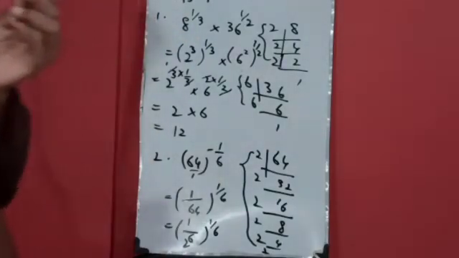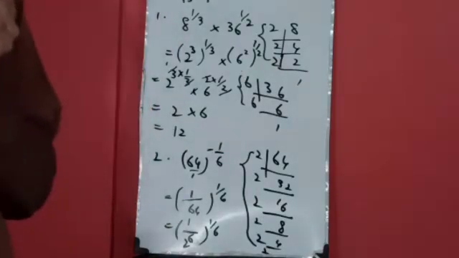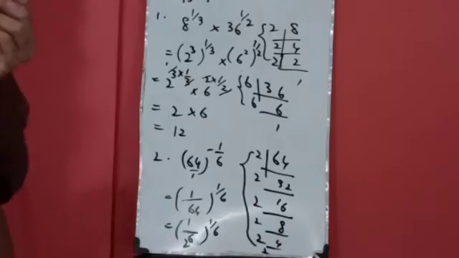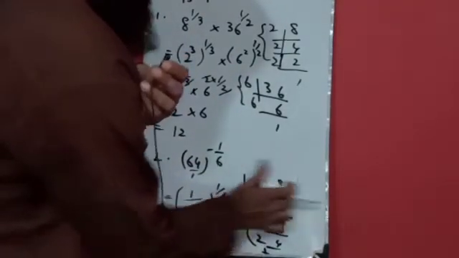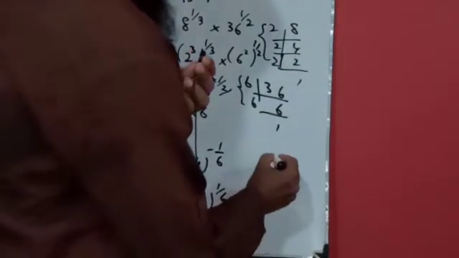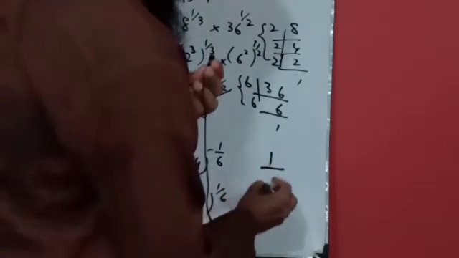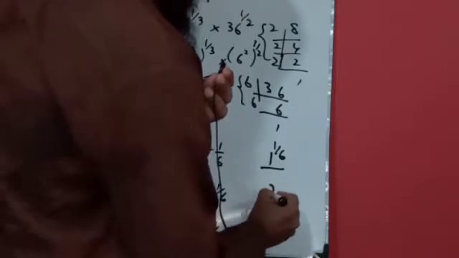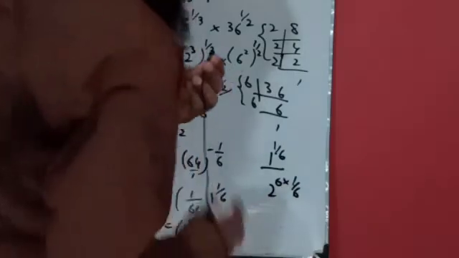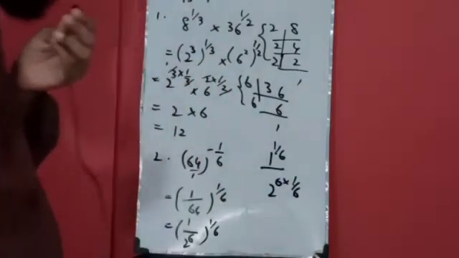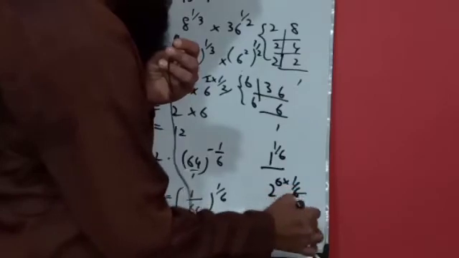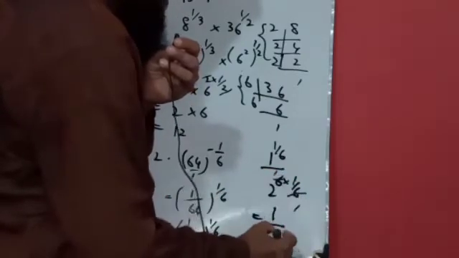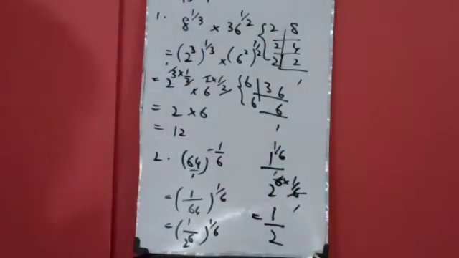As we know, 1 is the number on which any power, however many, always gives the answer 1. That means 1 upon 1 raised to power 1 upon 6, and 2 raised to power 6 raised to power 1 upon 6, because the power of a power is multiplied. 1 with any power always comes as 1, and the 6s cancel, leaving 2. The answer is 1 upon 2.